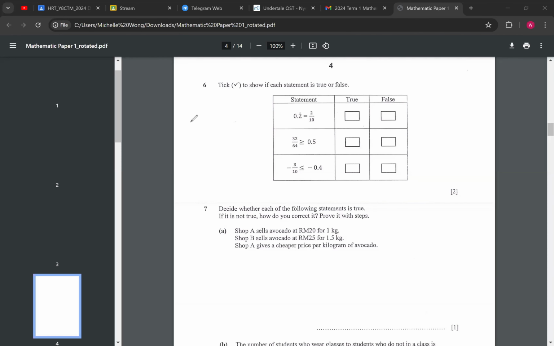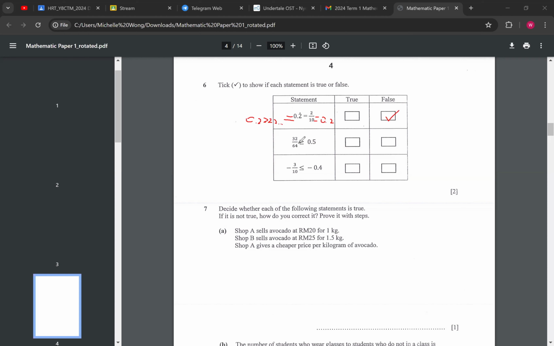So on question number 6, state if each statement is true or false. So for 0.2, this one will be 0.22222 and so on, while this one will just be 0.2. So if it's not equal, it's false.